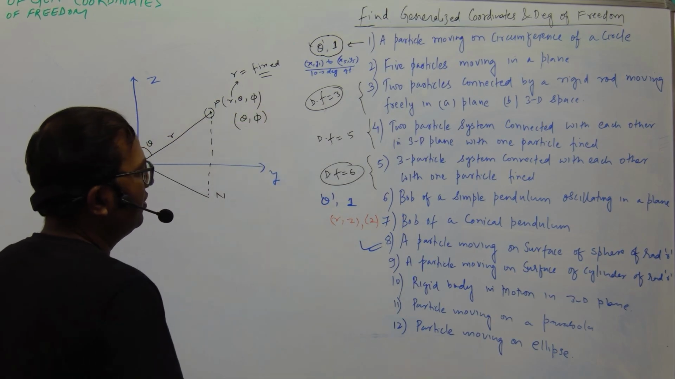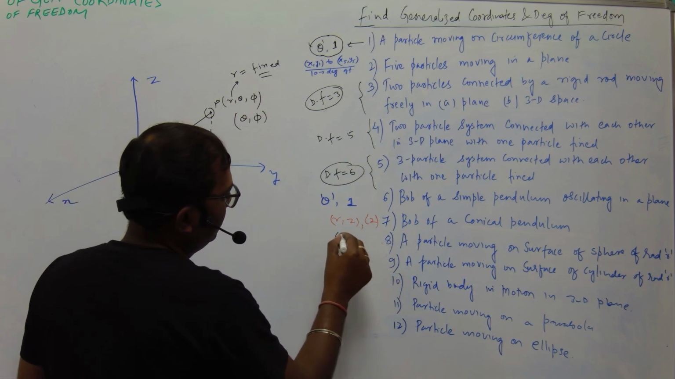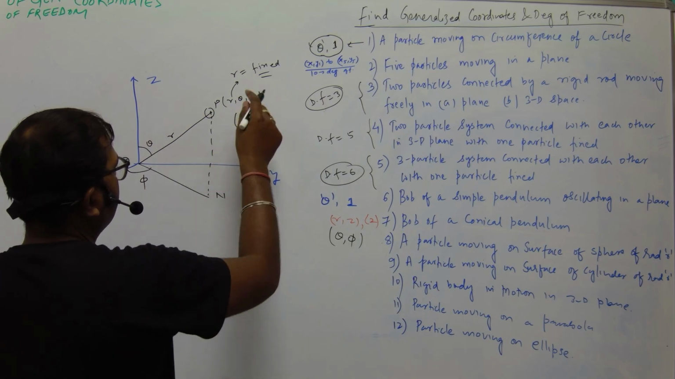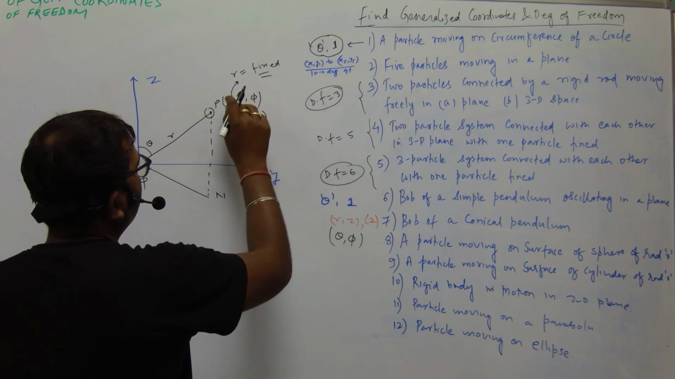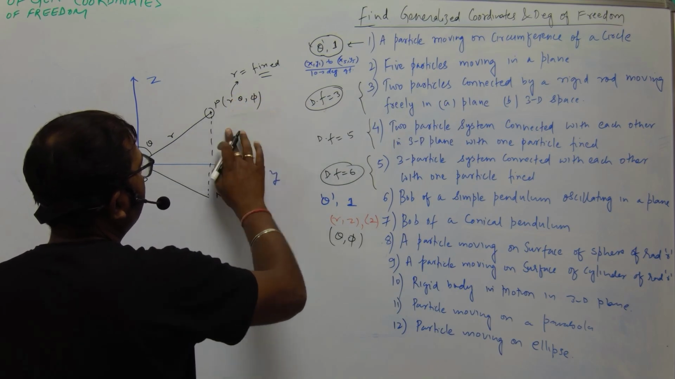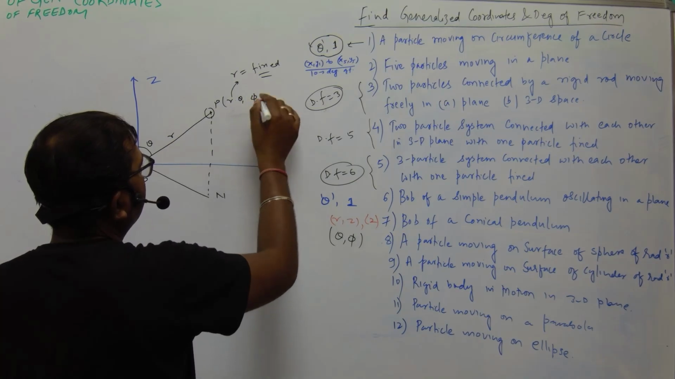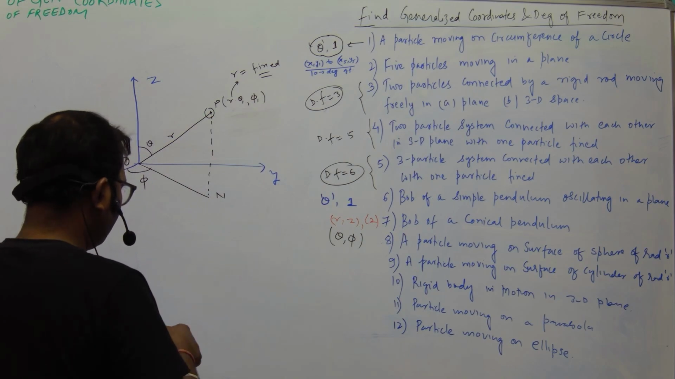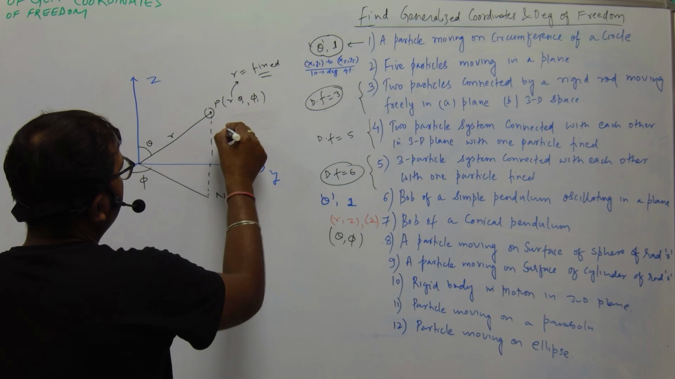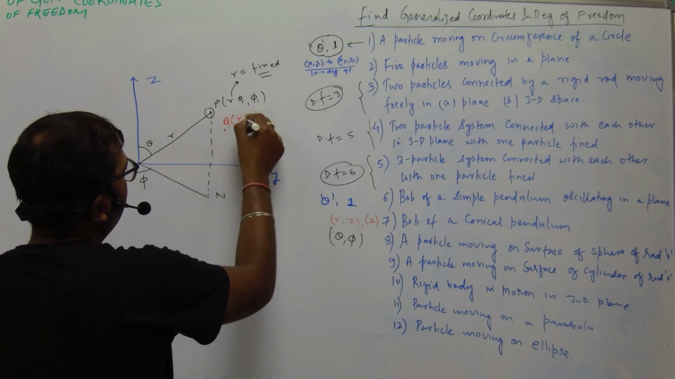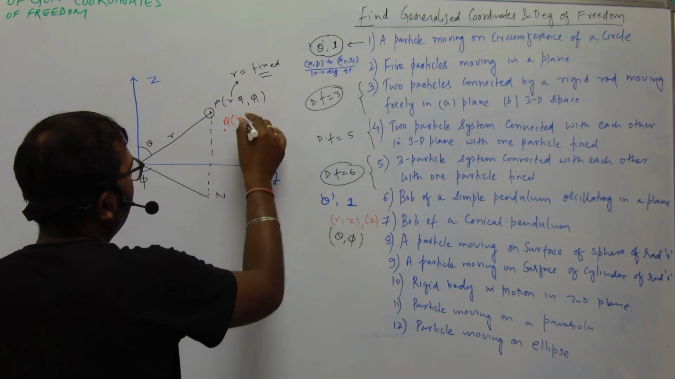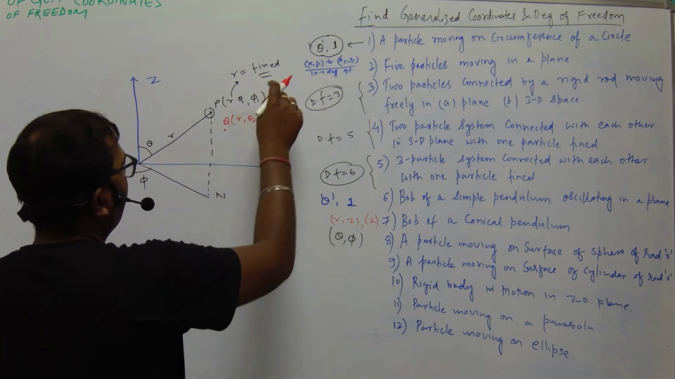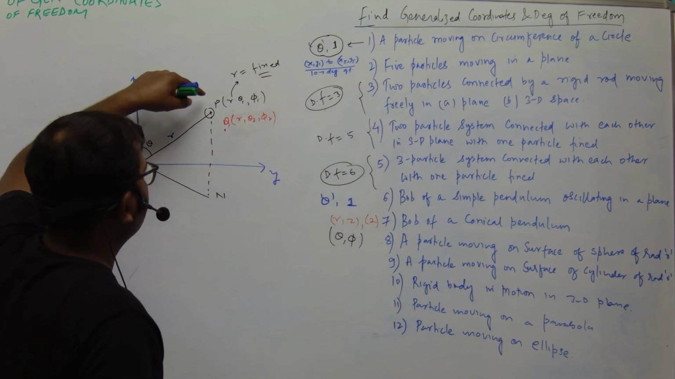So theta and phi are our generalized coordinates. Suppose this point P is r, theta 1 and phi 1, with r fixed. Let us suppose the position of this particle got changed to Q, the new position, which is r, theta 2 and phi 2.